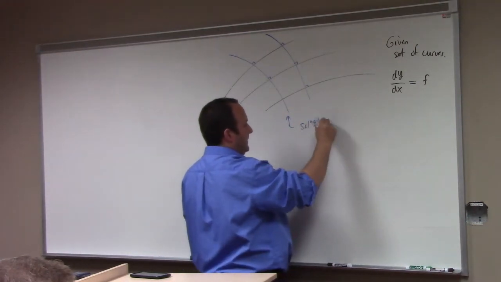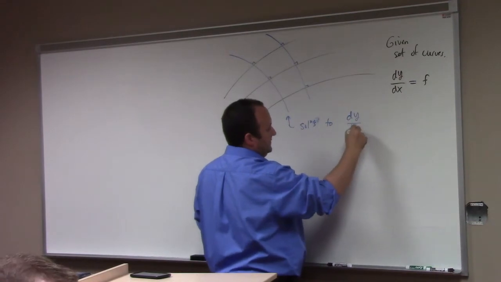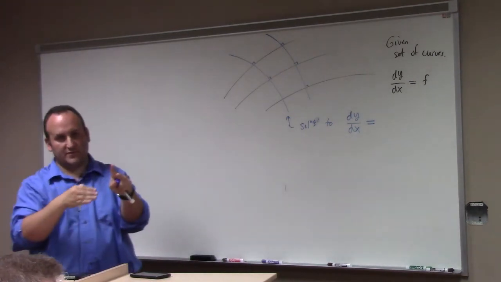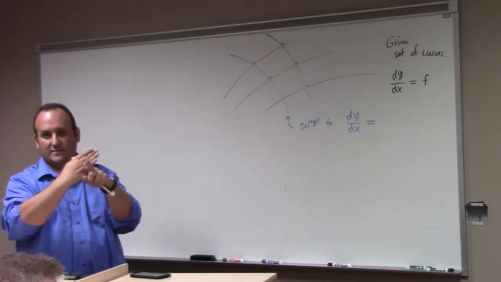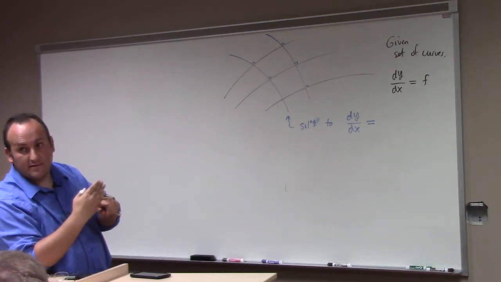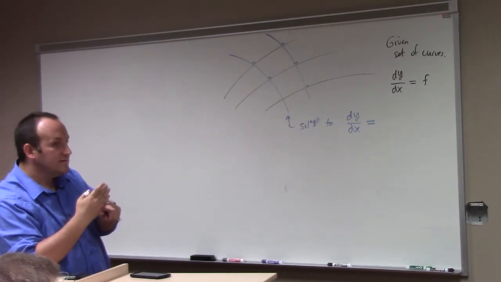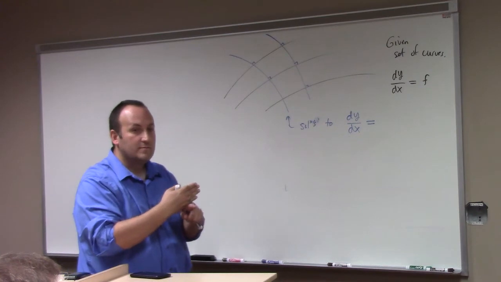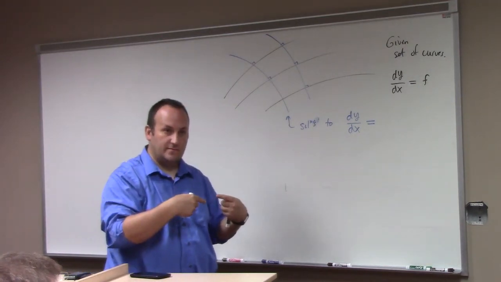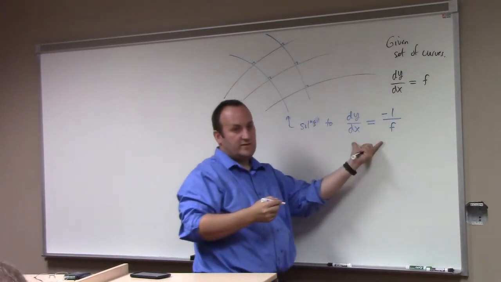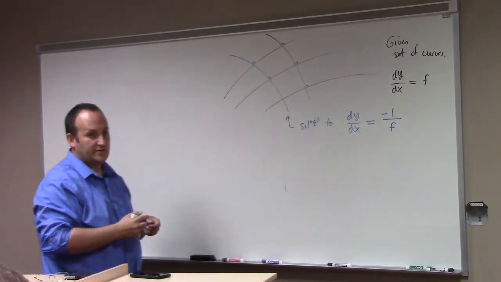Solutions to dy dx equal to what? What's the relation between the slope of the black curves and the slope of the blue curves? How are their slopes related? What do you say? Inverse? We're close. If I have the line with slope 3, what's the perpendicular line slope? Minus 1/3, right? We want the negative reciprocal. So we just put minus 1 over f. Solving this differential equation will give me those orthogonal trajectories.